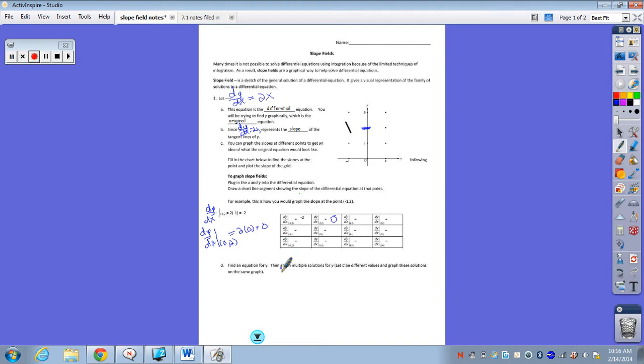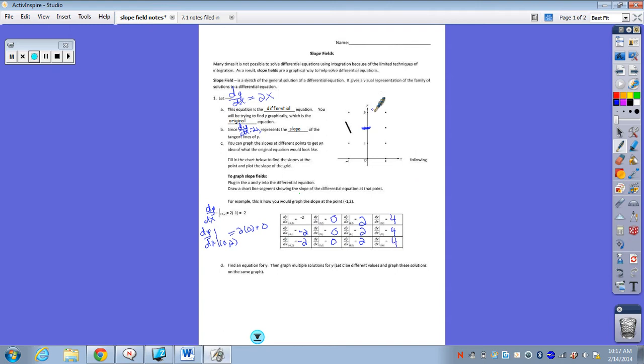And I'm going to fill in the rest of the chart. You don't have to write this out. You can just do it in your head. So at 1, 2, I would do 2 times 1, which is 2. And at 2, 2, I would do 2 times 2, which is 4. And then these down here have the same x values, which means the slope is going to be exactly the same, because the only thing it depends on is the x in this case. Same thing with this. At 0, 1 and 0, 0, the slope is going to be 0. At 1, 1 and 1, 0, the slope is going to be 2. And at 2, 1 and 2, 0, the slope is going to be 4.